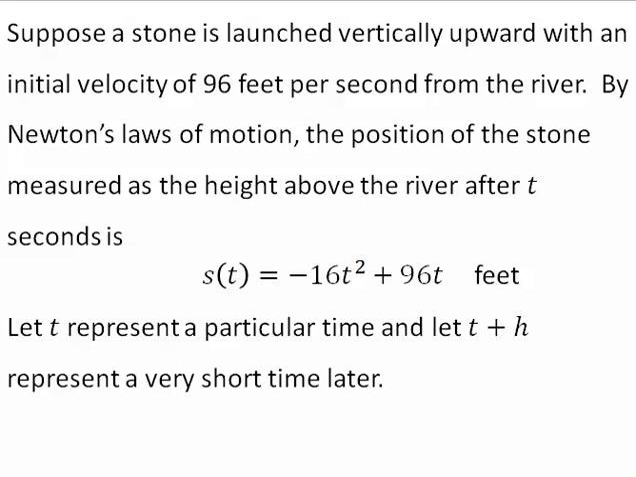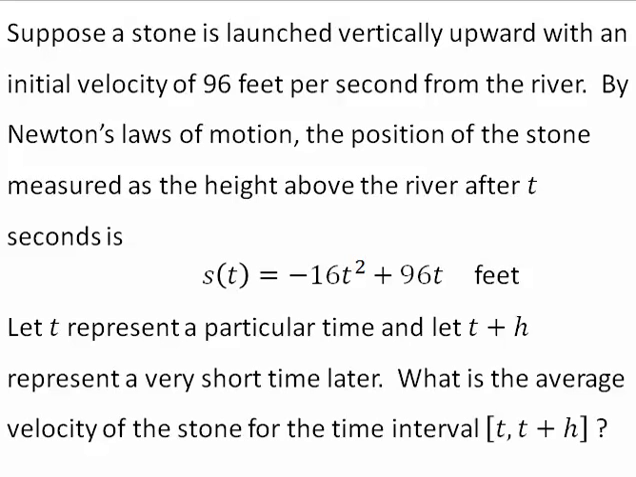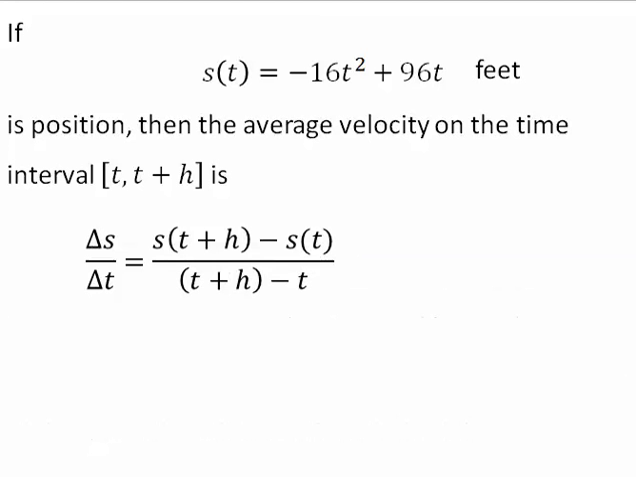Let t represent a particular time, and let t plus h represent a very short time later. What is the average velocity of the stone for the time interval t to t plus h? So if s is position, the average velocity on the time interval would be the change in position over change of time. Looking at the denominator, t plus h minus t is just h.